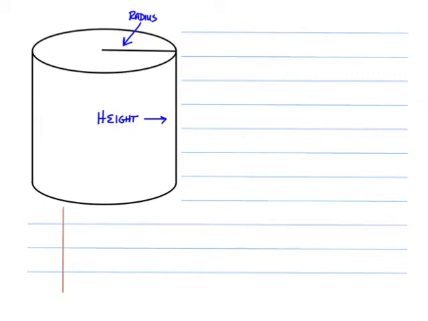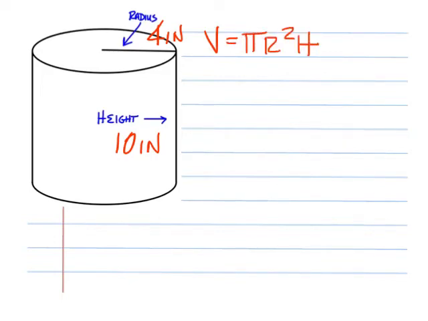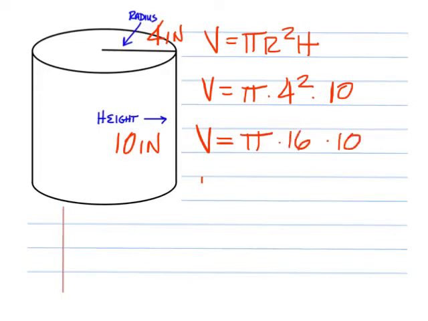In this problem, we're going to solve for the volume, just straightforward volume. The radius is 4 inches, and the height is 10 inches. The first thing you have to do is write out the formula, V equals pi R squared H, and then plug in everything that you know. We know R, so that's R squared, and H is 10. Simplify the problem. 4 squared is 16. And 16 times 10 is 160.